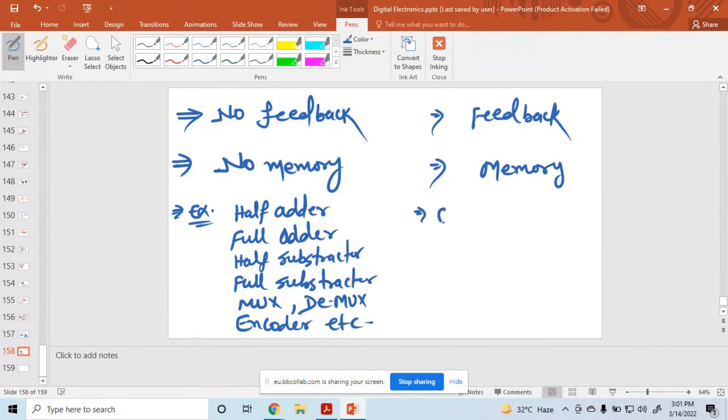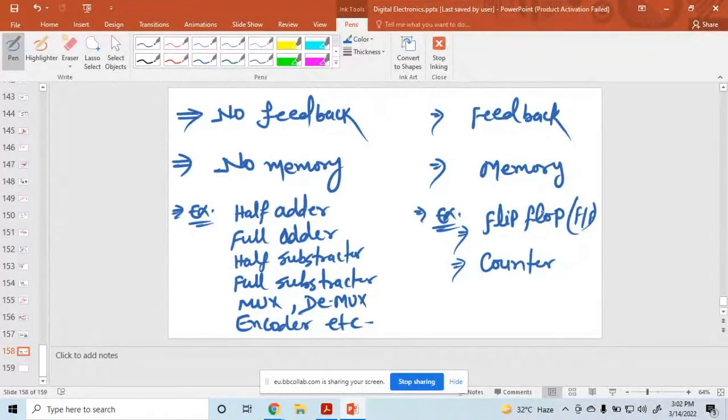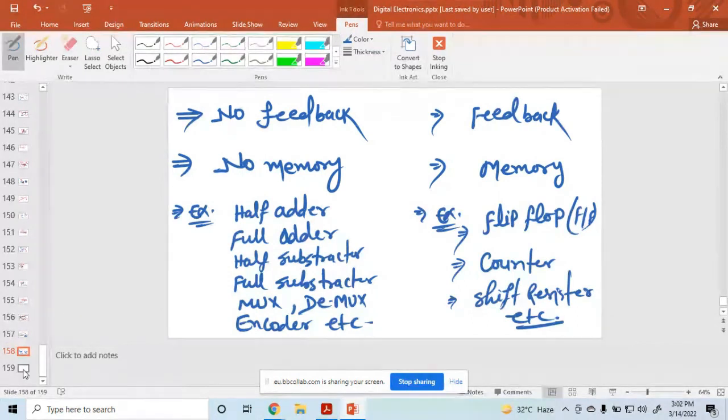Examples of sequential circuits are flip flop, counter, shift register, etc. So these are sequential circuits.